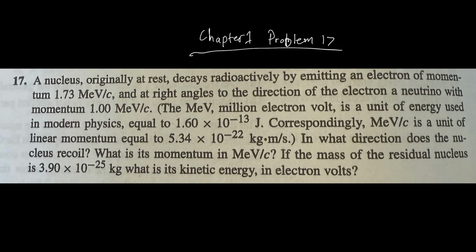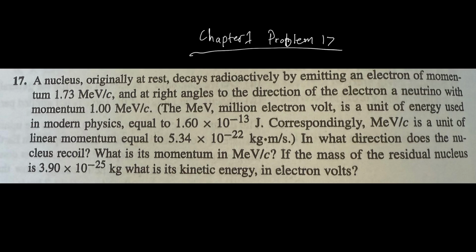It says a nucleus originally at rest decays radioactively by emitting an electron of momentum 1.73 MeV/c, and at right angles to the direction of the electron, a neutrino with momentum 1.00 MeV/c. And then it gives some conversion factors you can see here. In what direction does the nucleus recoil, it asks. And what is its momentum in MeV/c? And if the mass of the residual nucleus is 3.90 times 10 to the minus 25 kilograms, what's its kinetic energy in electron volts?